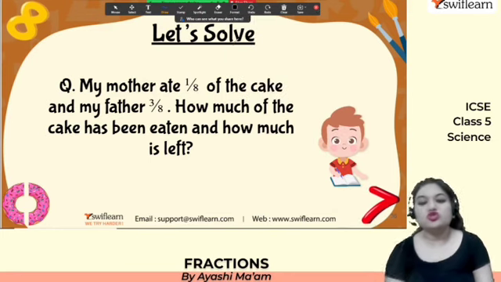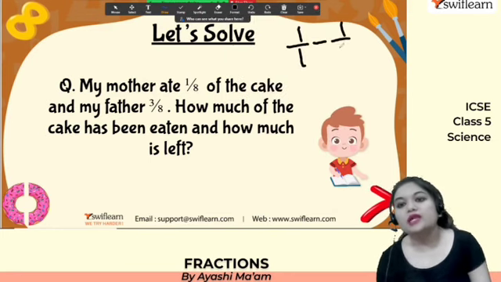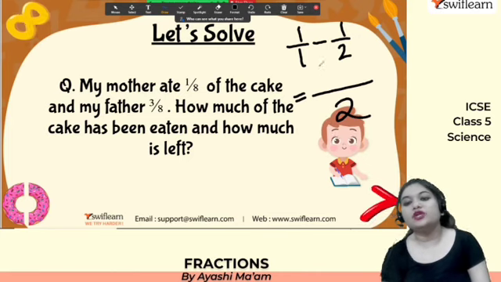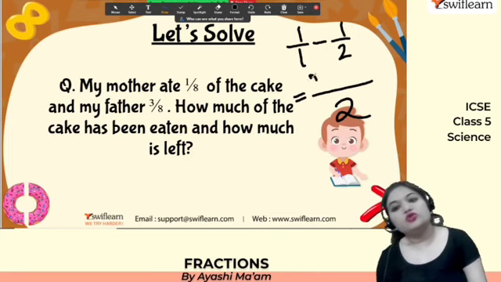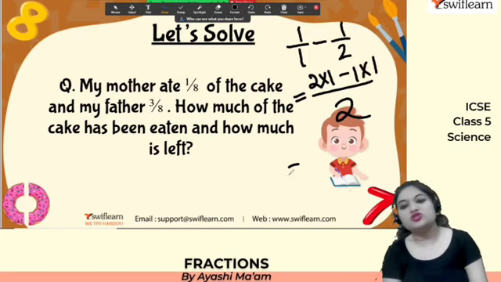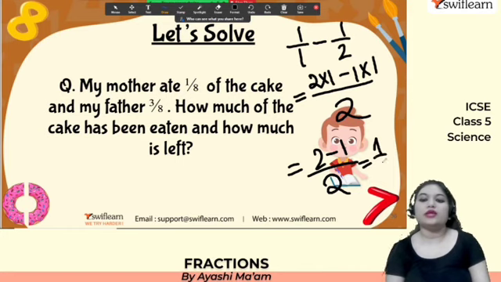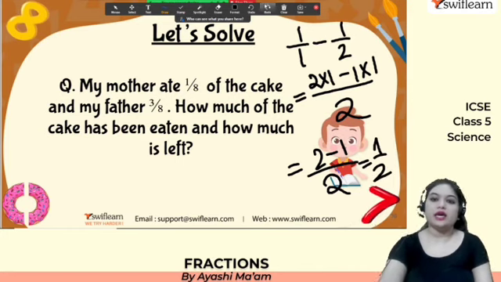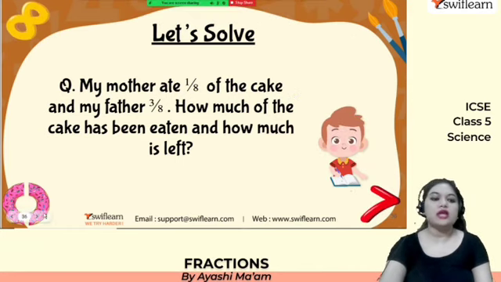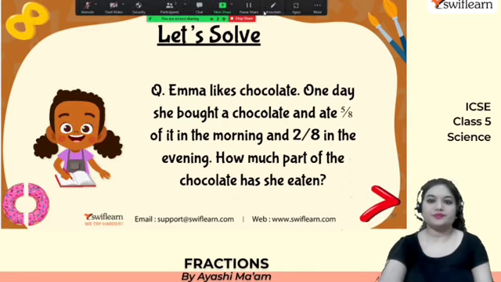Or you can also show it by solving. So 1 by 1 minus 1 by 2. LCM will be 2. 2 divided by 1 will be 2. So 2 into 1 minus 2 divided by 2 will be 1. So 1 into 1. So you will get 2 minus 1, that is nothing but 1 by 2. So here you will get the answer as half only. Okay. If you want to show the calculation, that's how you can show it.